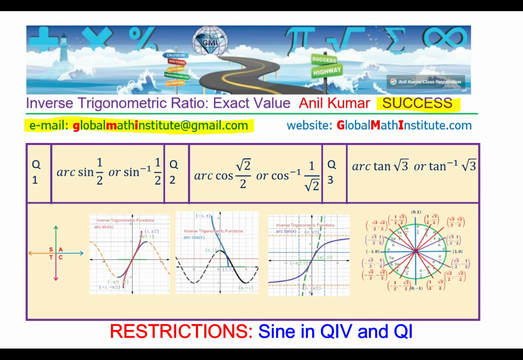Now, as you know, sine is a periodic function. The inverse of sine is only defined when we are working in quadrant 4 and quadrant 1, right? So this is the area where sine inverse is defined. So we take it from minus pi by 2 to plus pi by 2, right? So this area, correct?